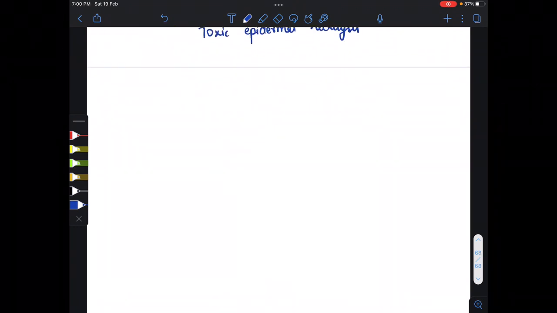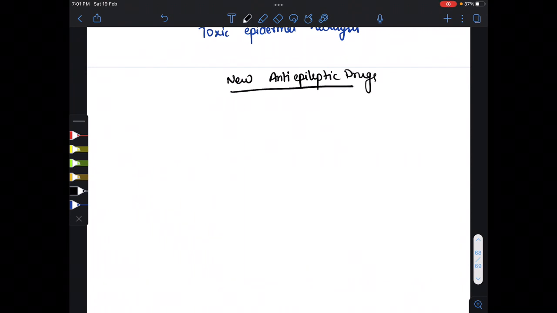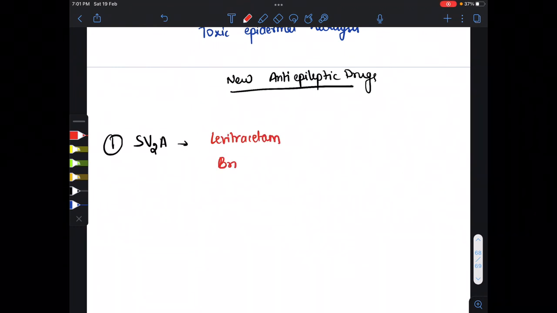Now there are some new anti-epileptic drugs. In the new anti-epileptic drugs, one group is SV2A, because it acts on the synaptic vesicles, and these drugs are levetiracetam and brivaracetam. These two drugs bind to the SV2A synaptic vesicle proteins, and it depresses the brain.